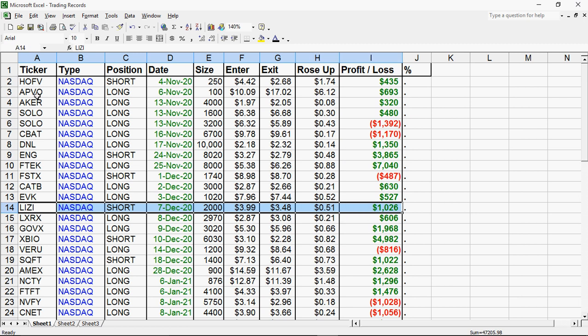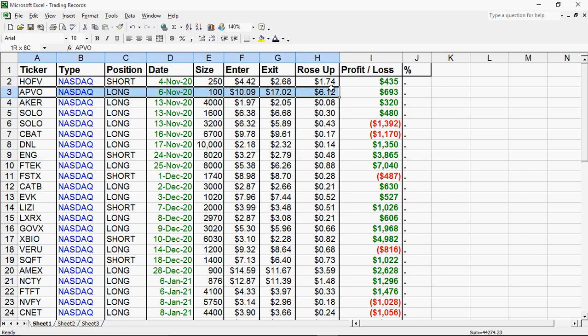Now let me explain something too. Here's the revelation. You notice the stock I entered at 10.09 and exited at 17.02, meaning the stock went up $6.12. That's the revelation. You must find stocks that have the potential of rising up 50 cents to a dollar, to $2, to three, four, five, $6. That's the only way you can get rich when you have a small position size.